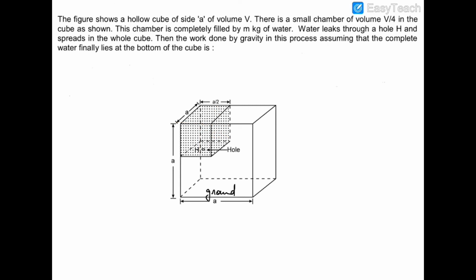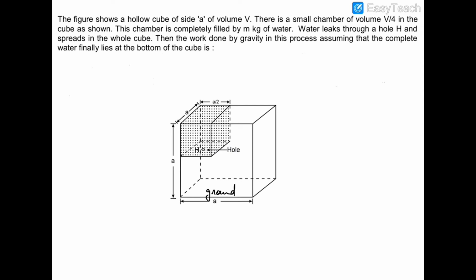In this question there is a cube whose side is A, you can see that, and this is a hollow cube whose volume is A cube, and it is given as V. Now there is a small chamber of volume V by 4 in the bigger cube, this one, and it is completely filled with water, 10 kg of water. Now this water leaks out from this hole in the bottom and it completely gets filled in the bigger cube. Now we have to find out the work done by gravity in this process in which the water is leaking from the smaller chamber to the bigger cube.